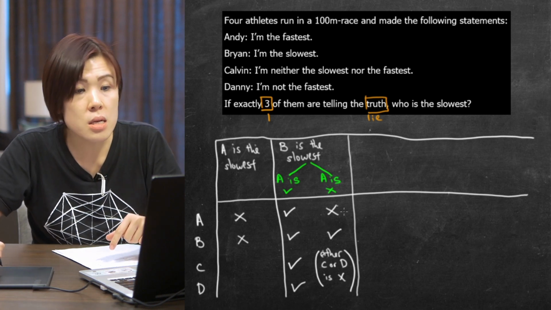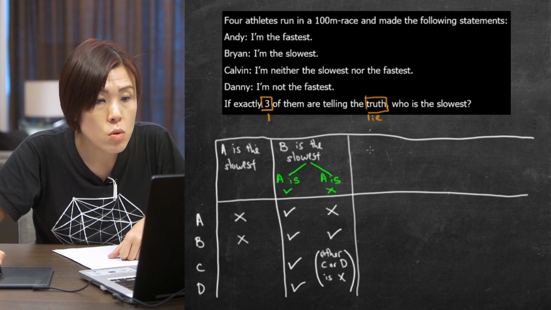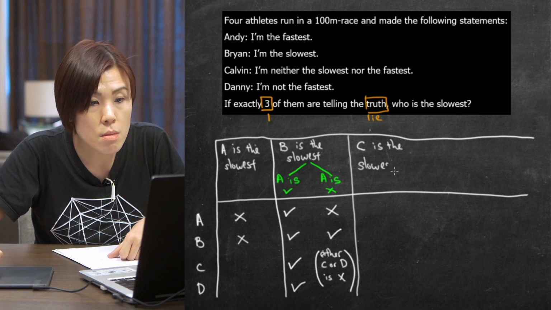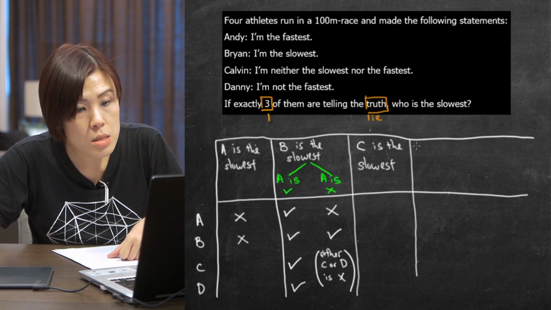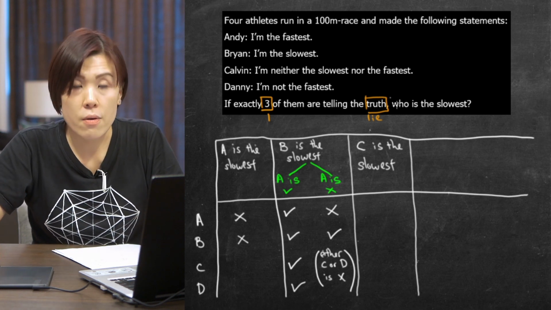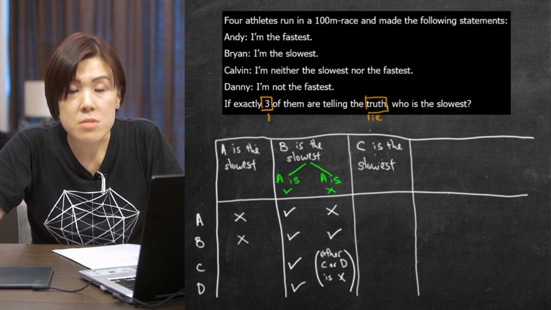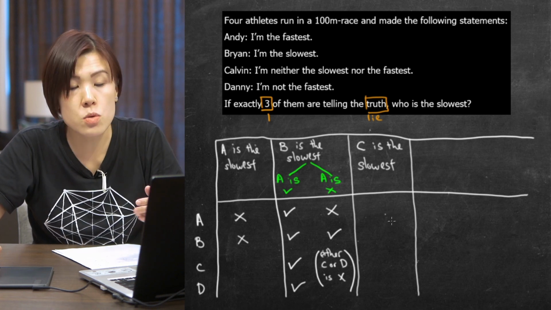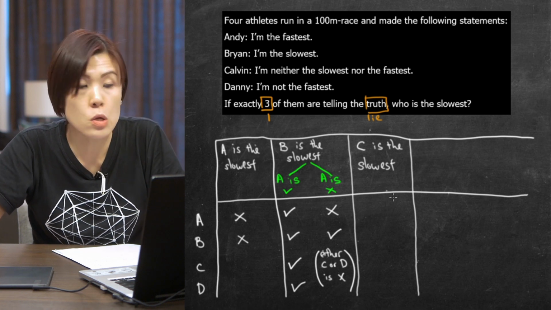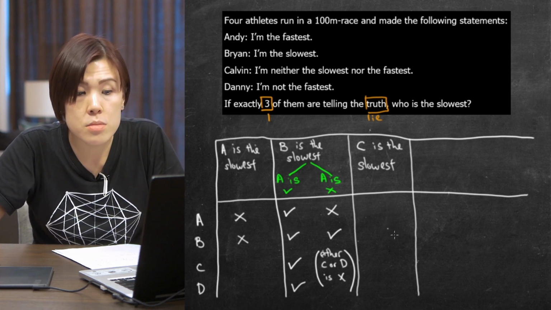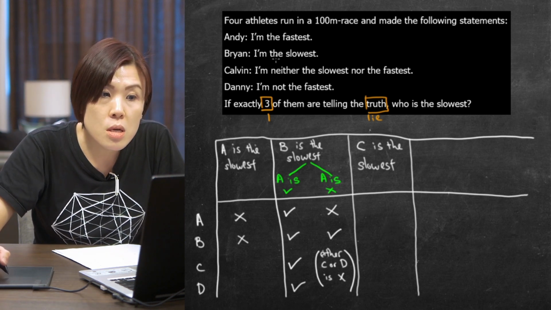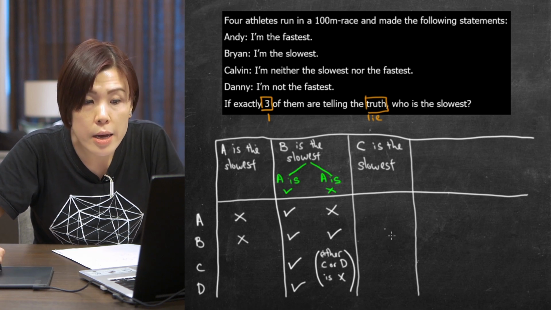Then we move on to the next assumption where C is the slowest. So if Calvin is the slowest, then you read these conversations again. Calvin is the slowest now. Andy says that I'm the fastest. We are not sure about this statement, whether it is true or false, because we only assume that Calvin is the slowest. And then Bryan says that I am the slowest. But now our assumption is Calvin is the slowest, and Bryan says he is the slowest, which means Bryan is lying.